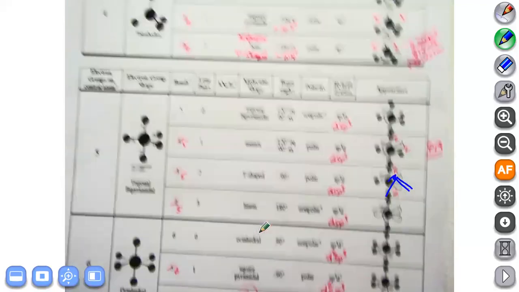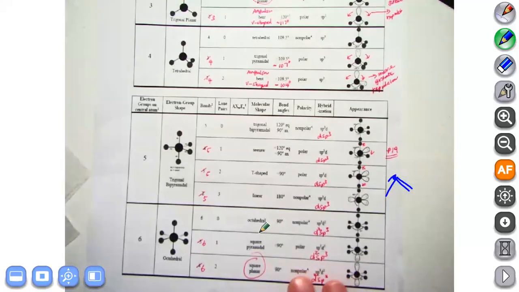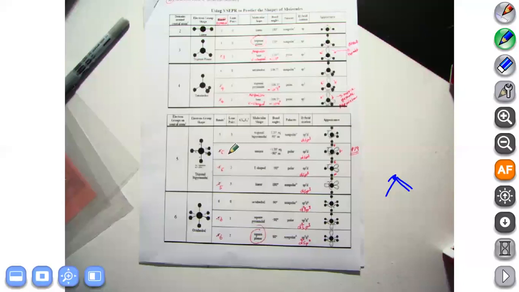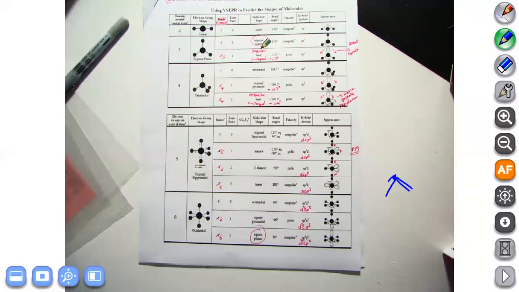So we have 2 planar structures, and I have circled those on the paper. So here, this is also trigonal planar, and this one would be square planar. Just be aware of that.